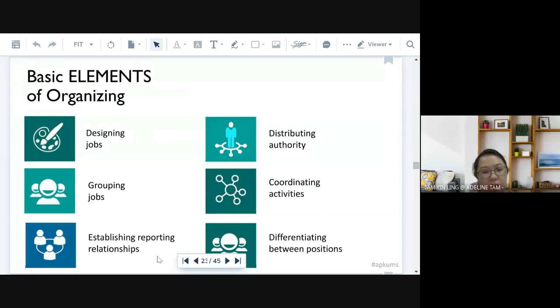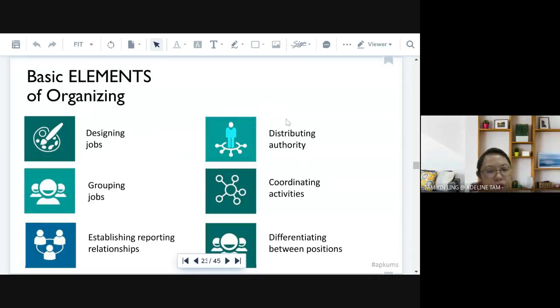relationships. Laporan. Okay, who to report to. Bagaimana kita melaporkan diri kita. So for example, marketing executives report directly to the marketing manager, pengurus. For the secretary or setiausaha, they report directly to the boss. So we have different reporting relationships. We must know who to report to and how to report. Okay, so this is reporting relationship.